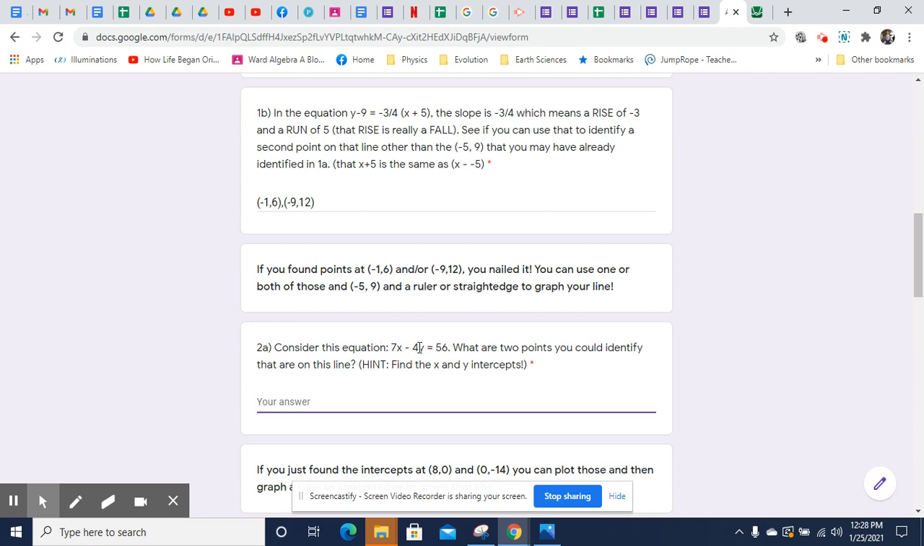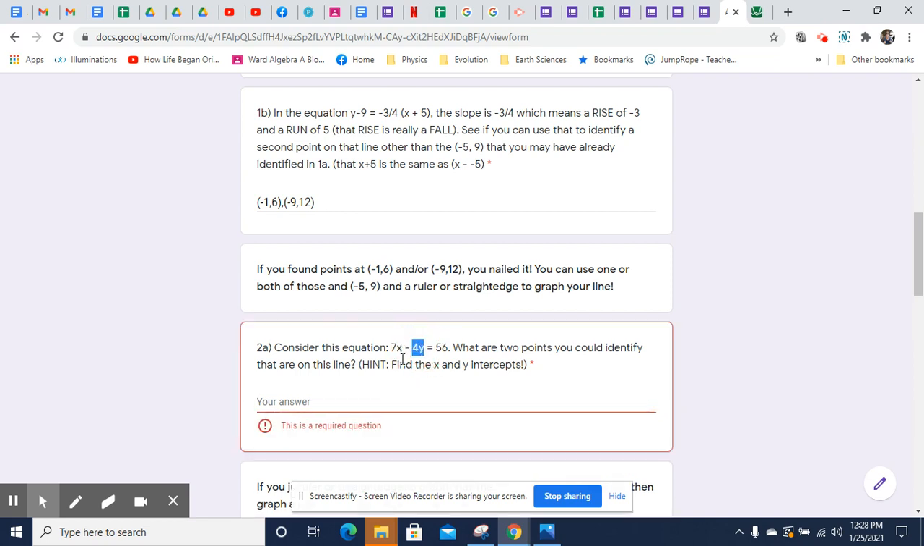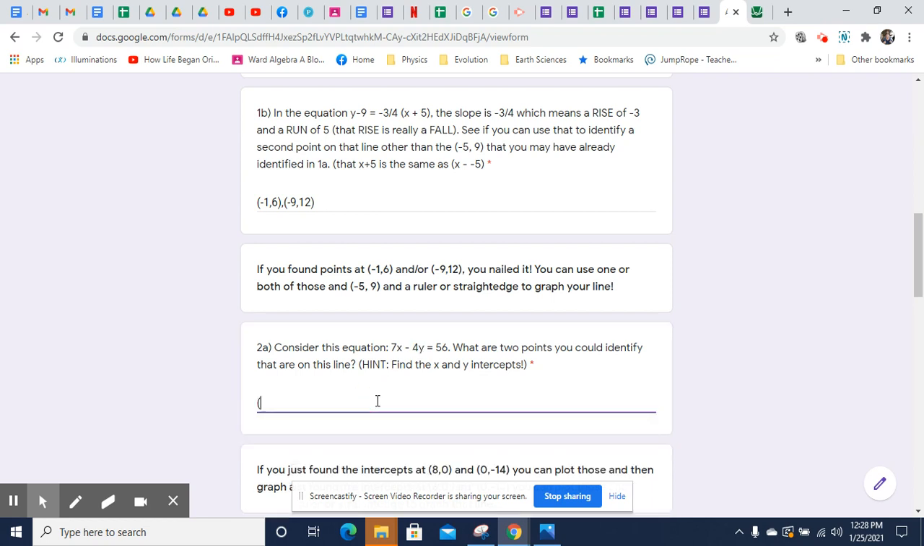And now let's take a look at 7x minus 4y equals 56. What are 2 points we could identify? Well, we could identify an x-intercept by making y into 0. So then we'd only care about 7x equals 56. If we only care about 7x equals 56, then x has to be 56 over 7, because that's what would happen if we divide both sides by 7. So we should have an x-intercept at 56 over 7, comma 0, and 56 over 7 is 8.